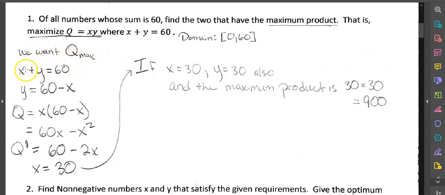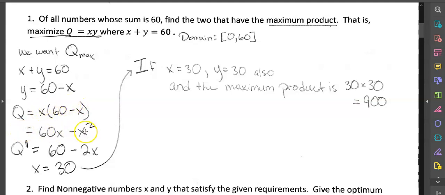Then you take your information. You have x plus y equals 60. We want our equation in terms of one variable, so that when we find the derivative, we're only differentiating using one variable as opposed to having an equation with two variables in it. So we solve one of the equations for the variable, and then we substitute that into the other equation. So if Q equals x times y, and if we solve for y by itself, y equals 60 minus x, then we can plug in 60 minus x where y was in the original equation. So now we have x times 60 minus x instead of xy.